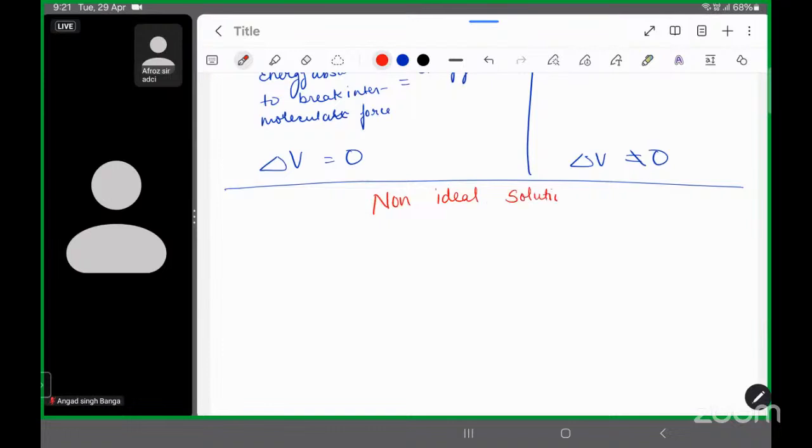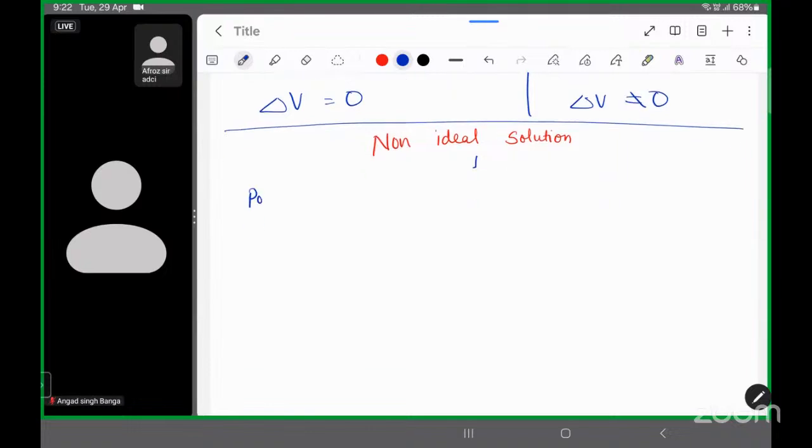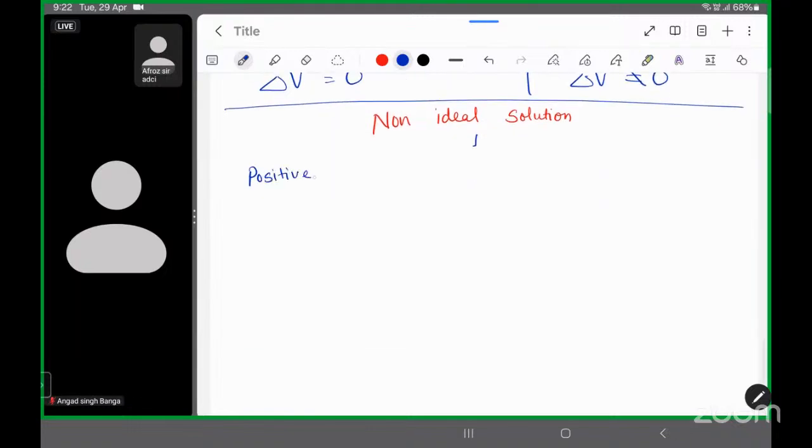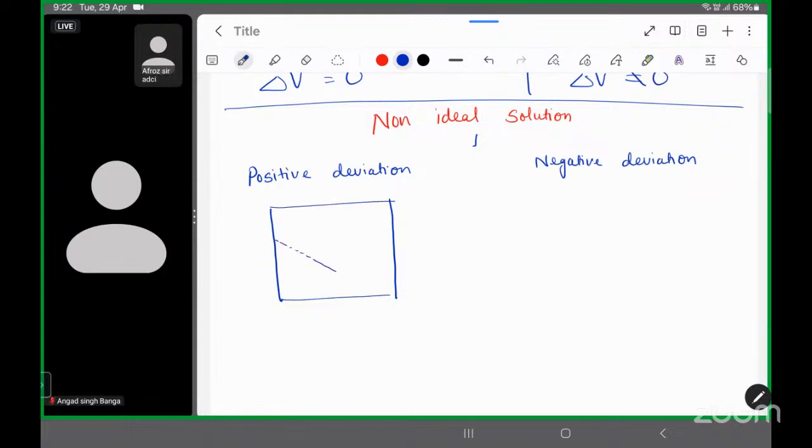Non-ideal solution is of two types. It may show positive deviation and it may show negative deviation. Positive deviation means what? In the Raoult's law graph, we have seen the graph like this. But in positive deviation, the graph will become like this.